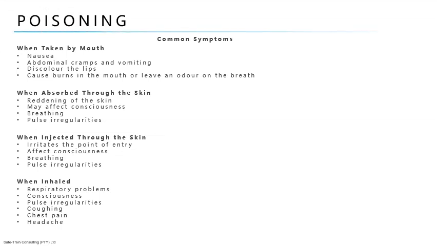Common symptoms. If the history does not reveal what poison was taken, or by what means it was taken, the signs and symptoms may be helpful in determining how the poison was taken. The patient could have the following symptoms. When taken by mouth: nausea, abdominal cramps, and vomiting. Discolored lips. Burns in the mouth, or an odor on the breath. When absorbed through the skin: reddening of the skin. May affect consciousness, breathing, and pulse irregularities.